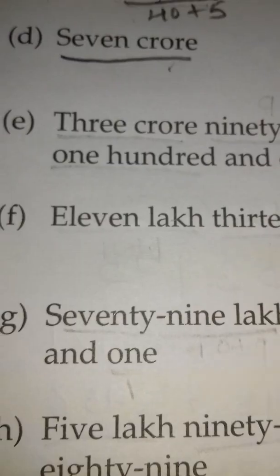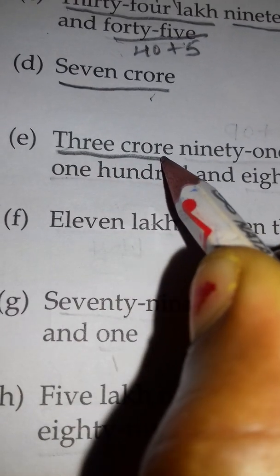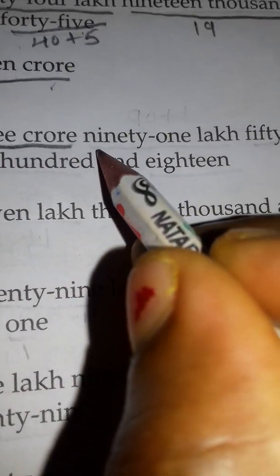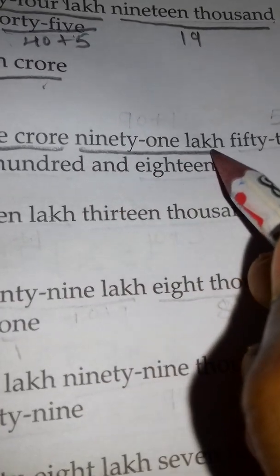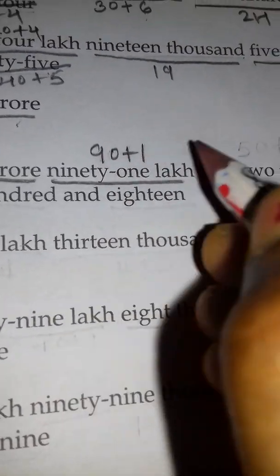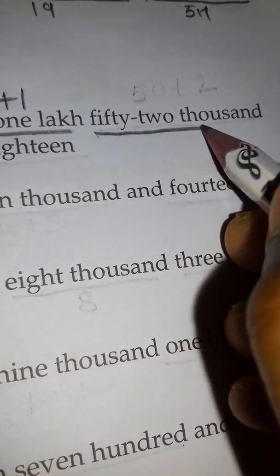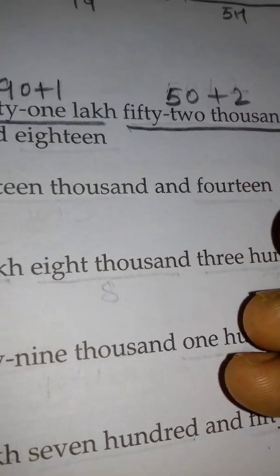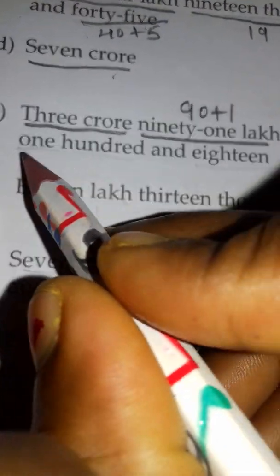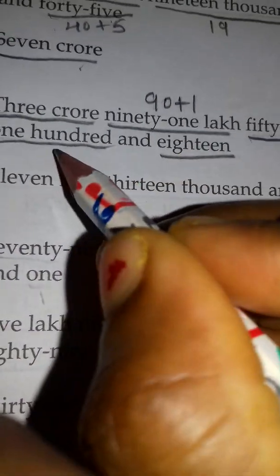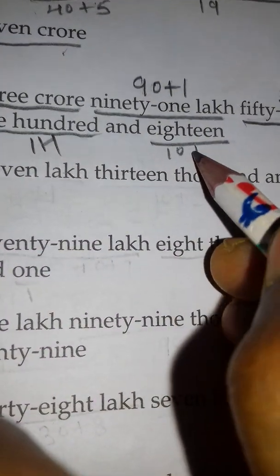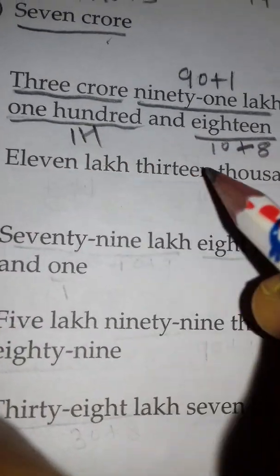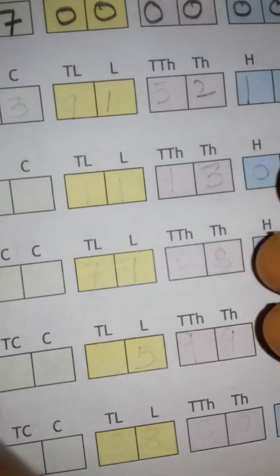E. 3 crore 91 lakh 52,118. In the crore period 3 is given. 91 lakh: in the lakh period, lakh and 10 lakh both are given, 90 lakh plus 1 lakh. 52,000 means thousands and ten-thousands both are given, 50,000 plus 2,000. 118 means 1 hundred plus 1 ten plus 8 ones. So this is the ones period, 118. So we will write 118 in the ones period.